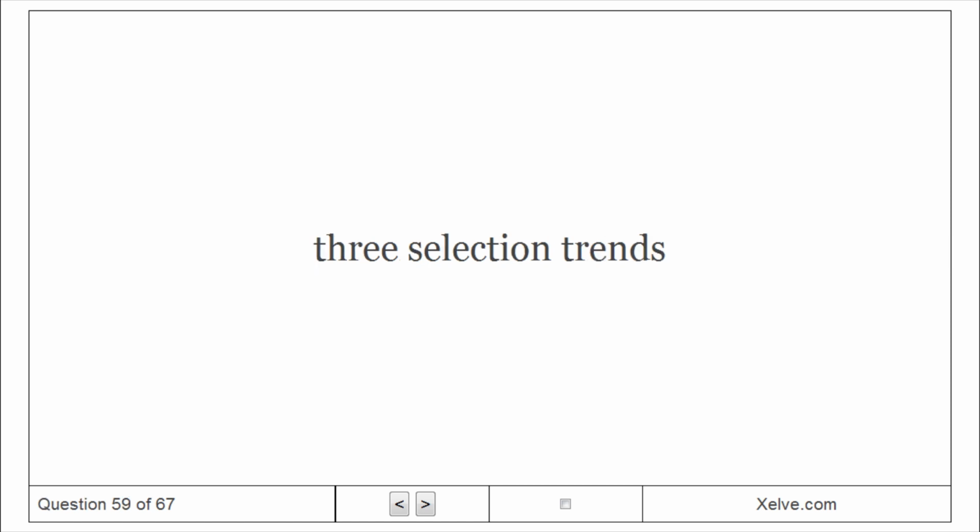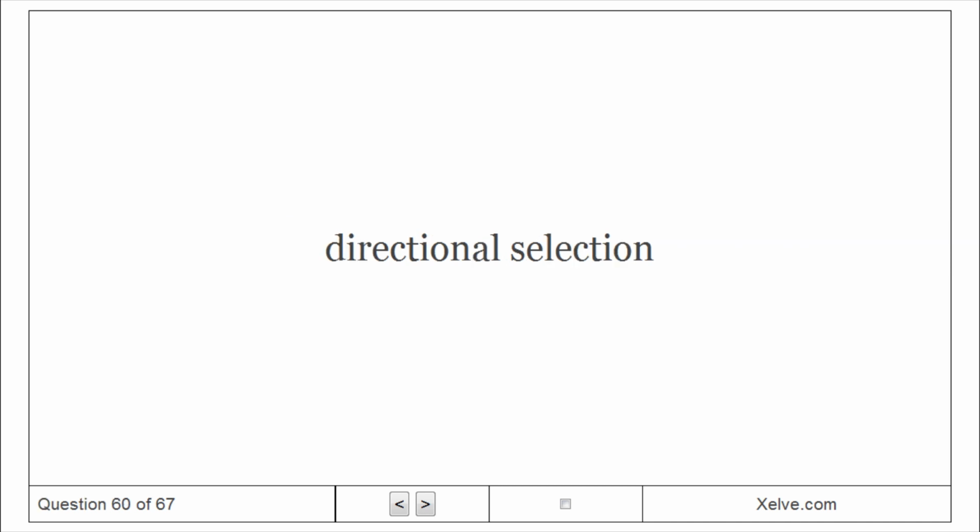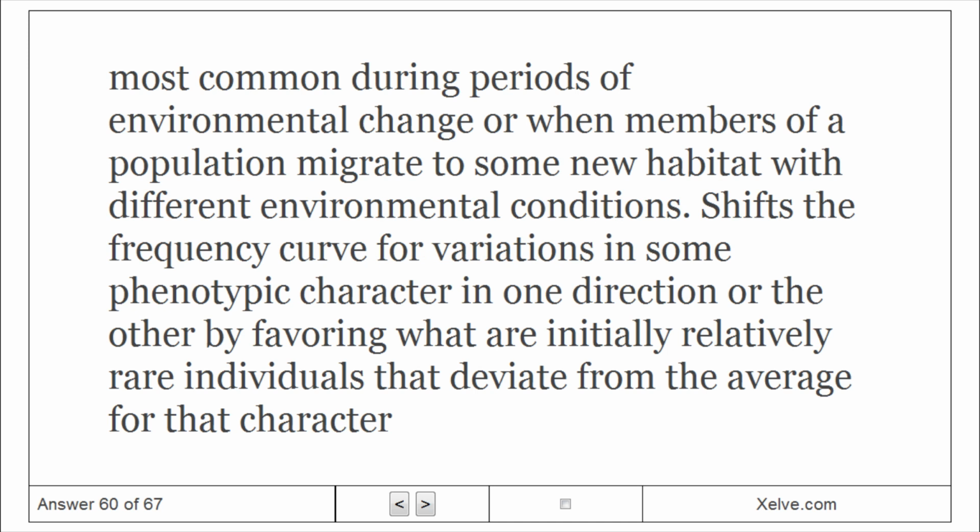Three selection trends: directional selection, diversifying selection, stabilizing selection. Directional selection is most common during periods of environmental change or when members of a population migrate to some new habitat with different environmental conditions. It shifts the frequency curve for variations in some phenotypic character in one direction or the other by favoring what are initially relatively rare individuals that deviate from the average for that character.